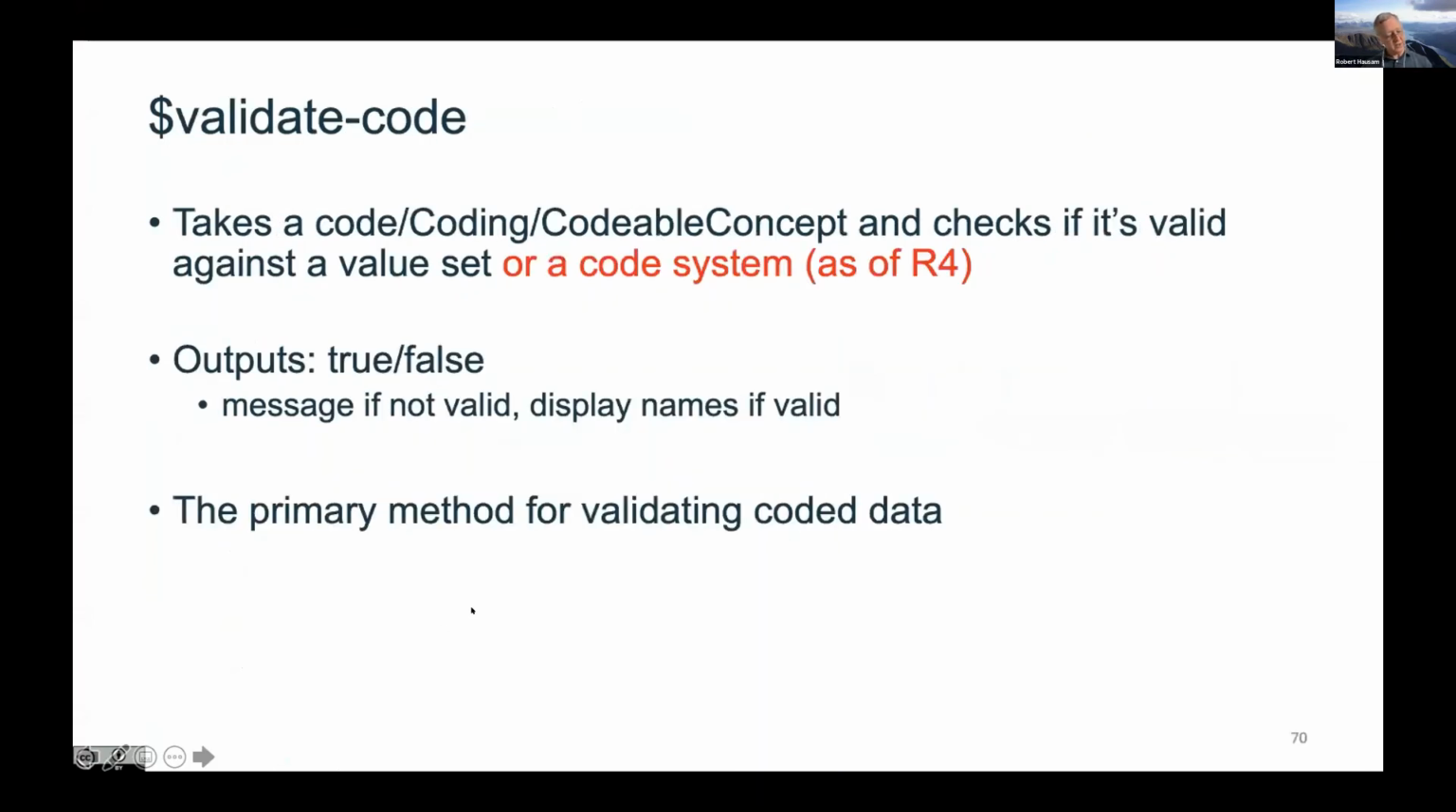So we've got a few more minutes to go through the rest of these. Validate code, basically, again, you can do it either on the value set or, as of R4, directly on the code system. And this tells you true or false: is this a valid code? Either in the value set if you're doing it on the value set resource, or in the code system? It's really the primary method for validating coded data.